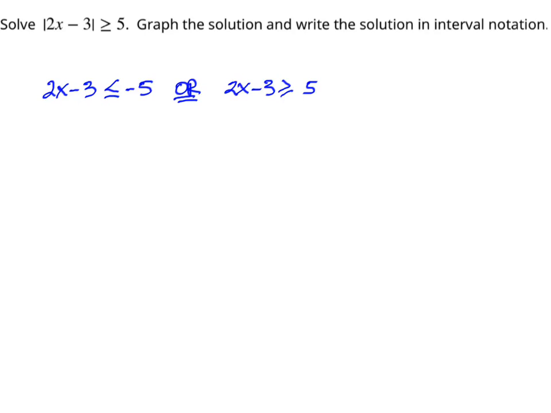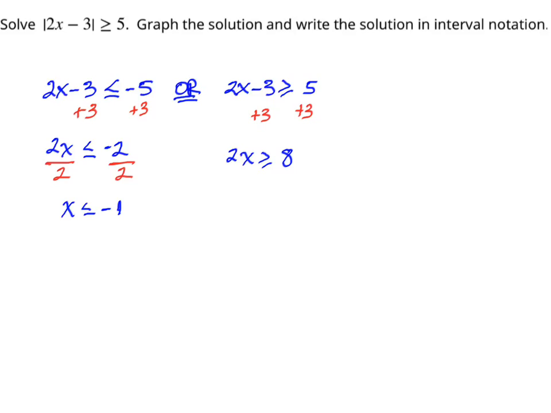All right, so now let's solve each of them separately. So the one on the left, I'm going to add 3 to both sides, and I get 2x is less than or equal to negative 2. And then I can divide both sides by 2, and I get x is less than or equal to negative 1. And then the other one, let's do the same thing, add 3 to both sides, and we get 2x is greater than or equal to positive 8. Then if we divide both sides by 2, we get x is greater than or equal to positive 4.